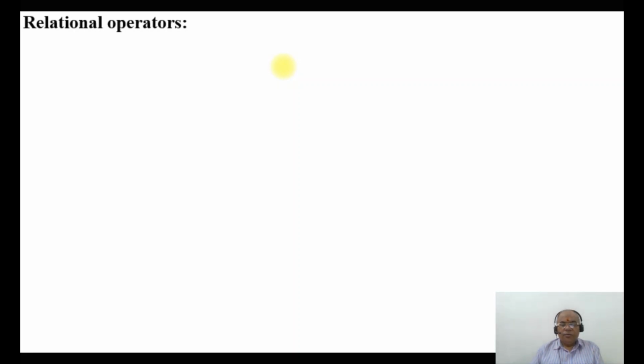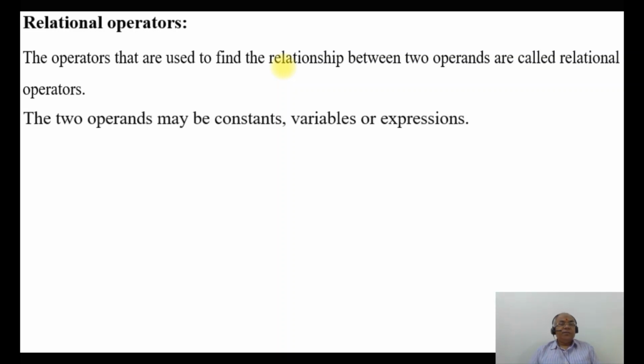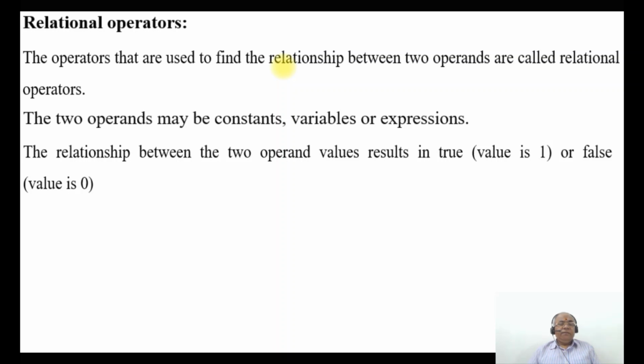Now, in this video, we are going to talk about the relational operators. The operators that are used to find the relationship between two operands are called relational operators. The two operands may be constants, variables, or expressions. The relation between the two operand values results in true.